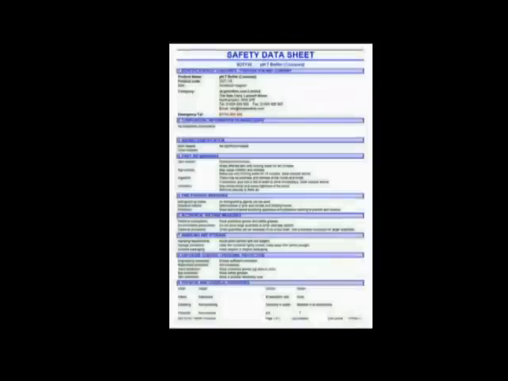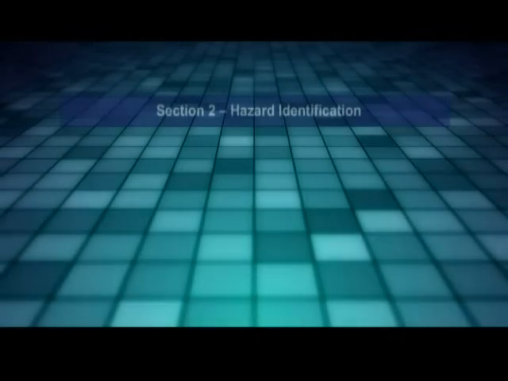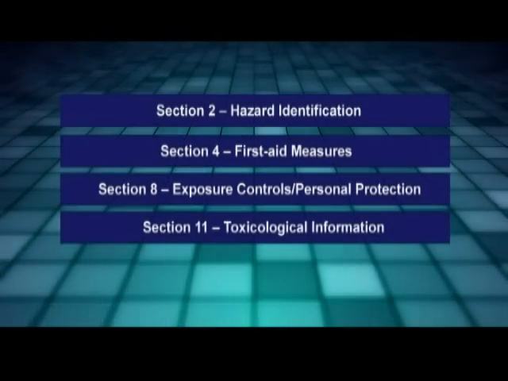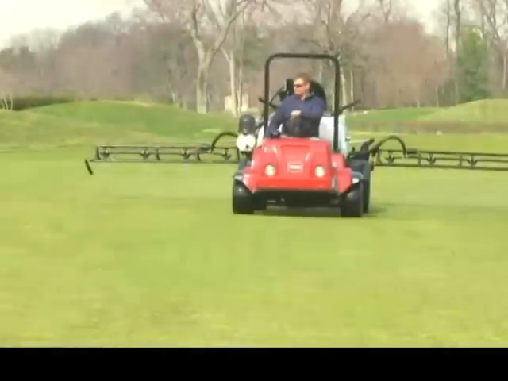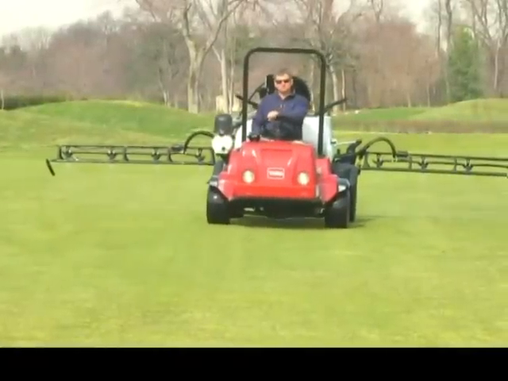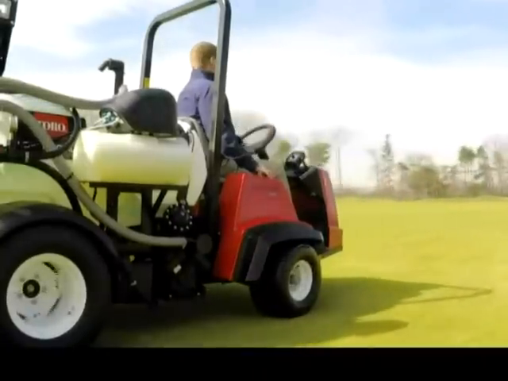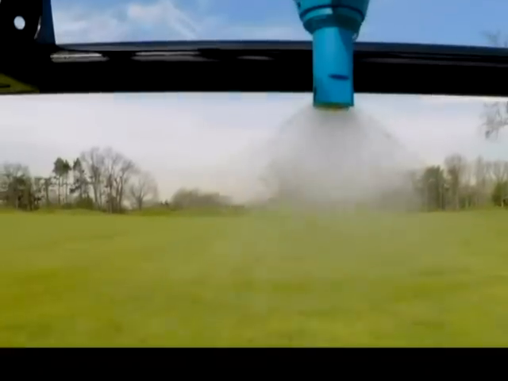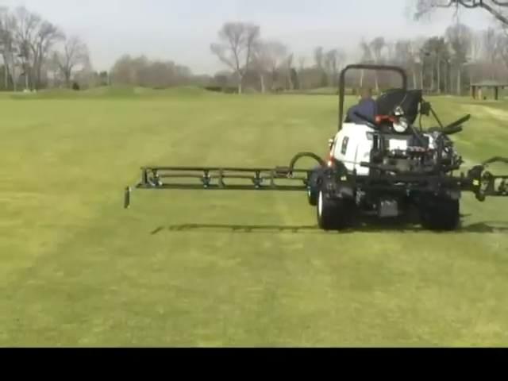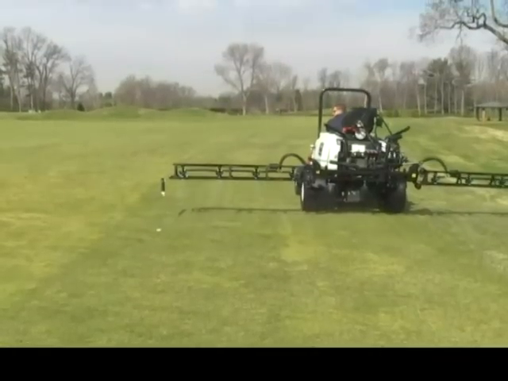An SDS can look intimidating, and it does contain a lot of complex scientific information. The important sections to read are sections 2, 4, 8, and 11. These will provide you with important information on the ways this material could affect your health, what you must do to use this product safely, for example, what protective clothing to wear, and what first aid is necessary should something go wrong.